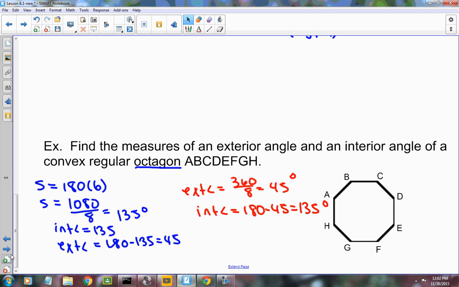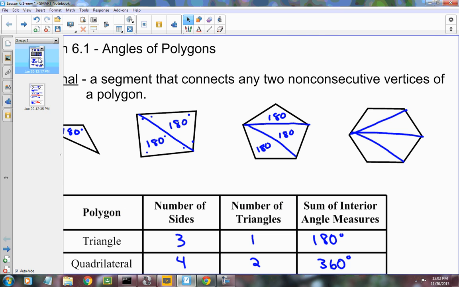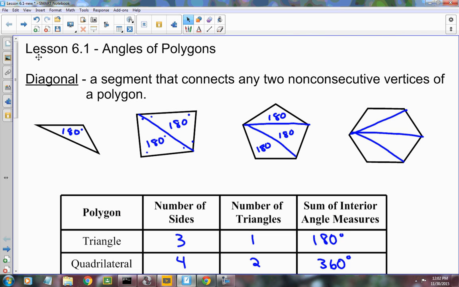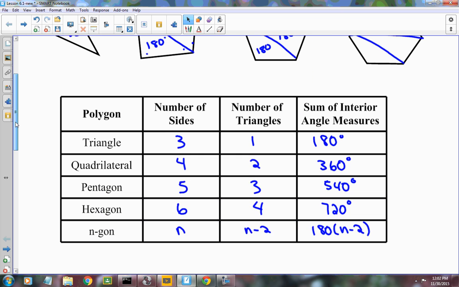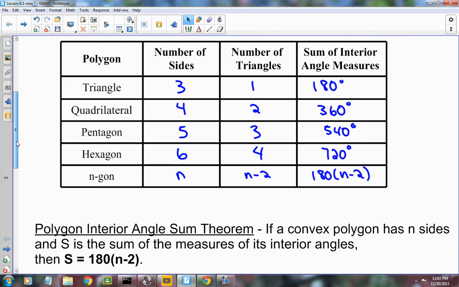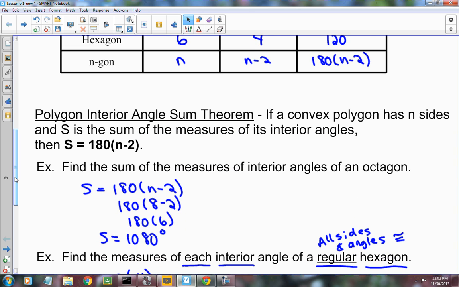Okay, now real quickly, let's just go back over this. We learned what a diagonal was. We used that to determine how many triangles there were in each one of these polygons. And we came up with this theorem to find the sum of the interior angles. Remember, it's 180 times n minus 2. It's always 2 less than the number of sides. Okay, so if it was a 15-gon, we do 180 times 13, right?